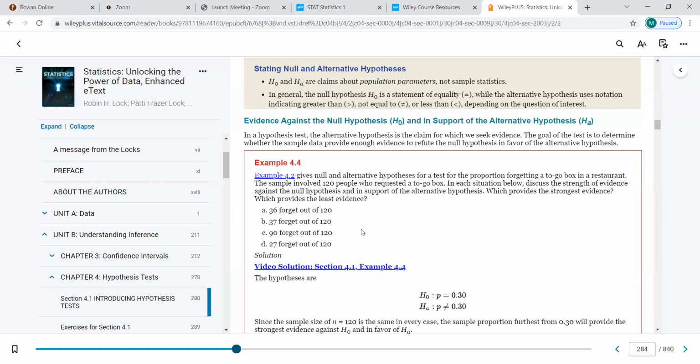All right. Now, B is correct also because it's very, very close to 30%, but it's a little bit more, right? Slightly more. So that provides the next least amount. And then I would go with 27 as the next one. 90 for certain provides the most evidence because it's so much different than 30%.